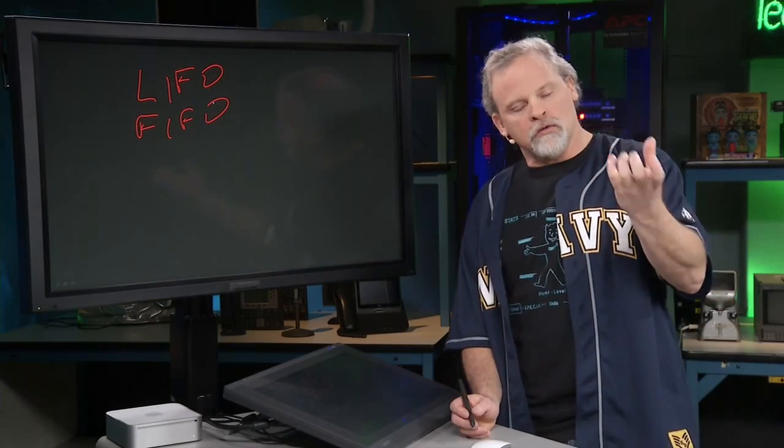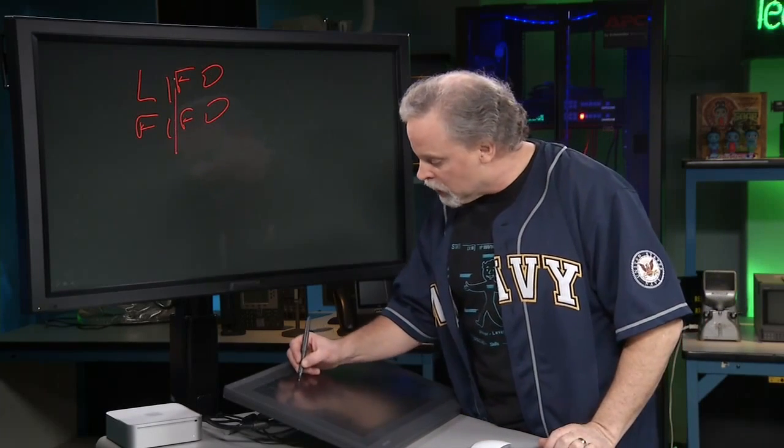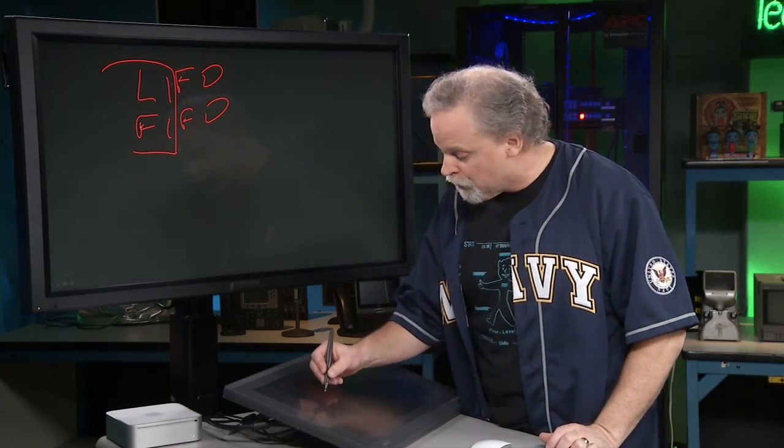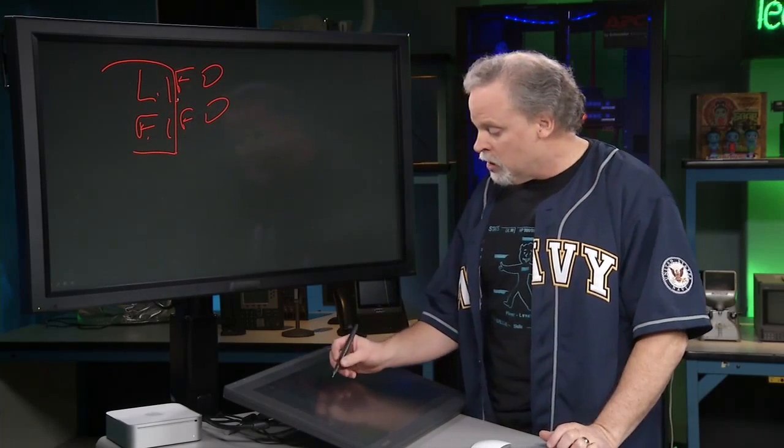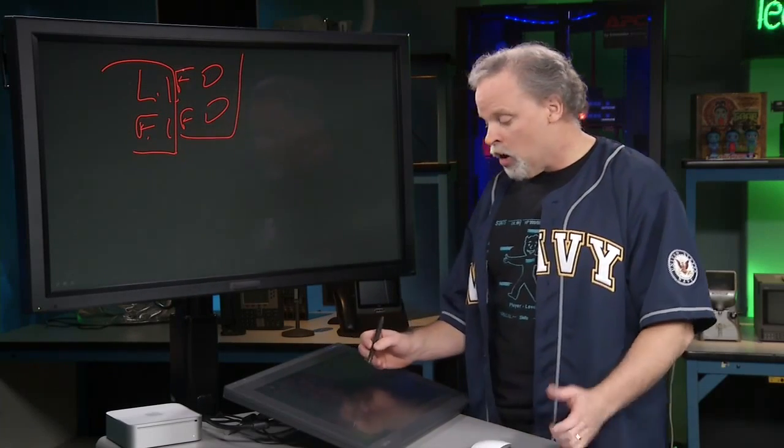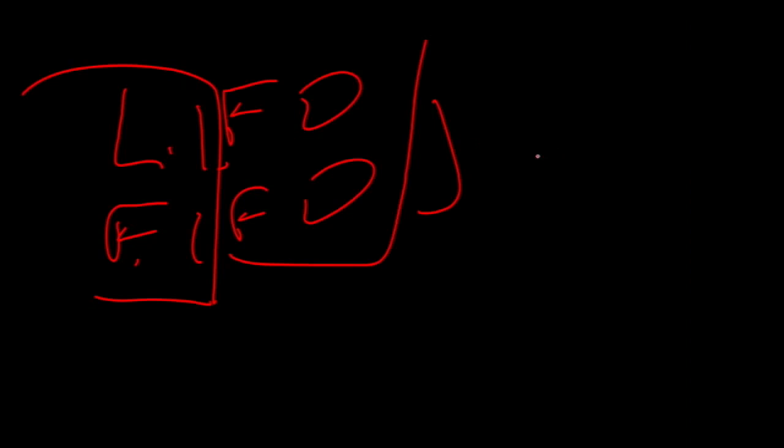The first 2 we have are LIFO and FIFO. As you know from some of your networking background, this is last in, first out and first in, first out. Both of these are governed by an RFC, and that's RFC 1242.